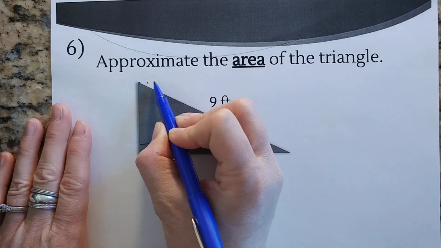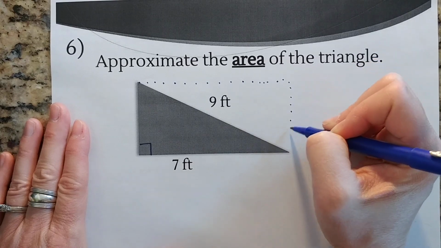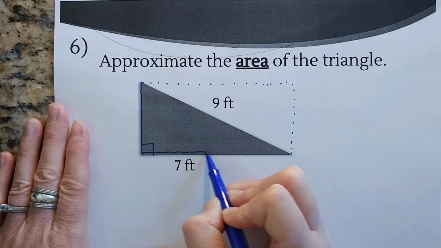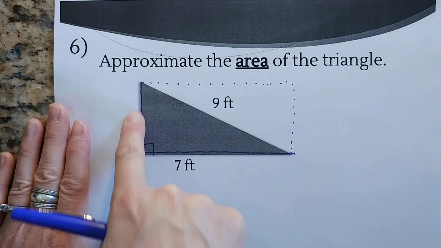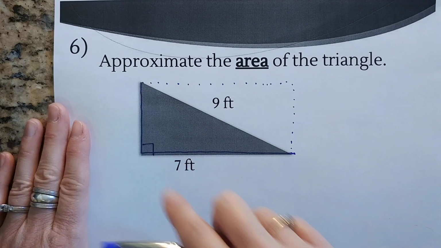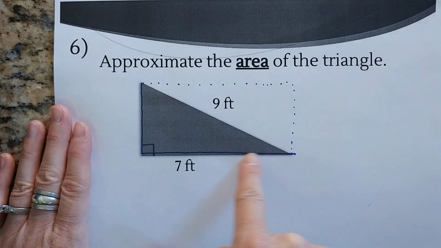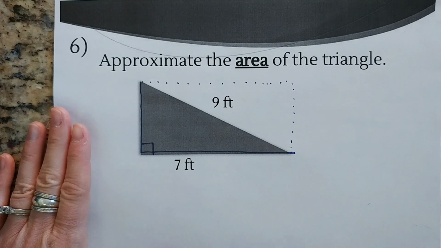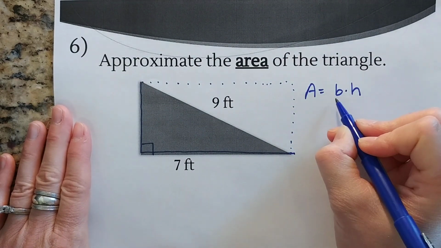Well, remember here that if I want to find the area of a rectangle, I take the base times the height. But that's going to give me the entire area of a rectangle. And a triangle is half of that. So what I want to do is take my base times my height, and then to get rid of this half, I divide it by 2. So the area of a triangle is taking the base times the height and dividing it by 2.